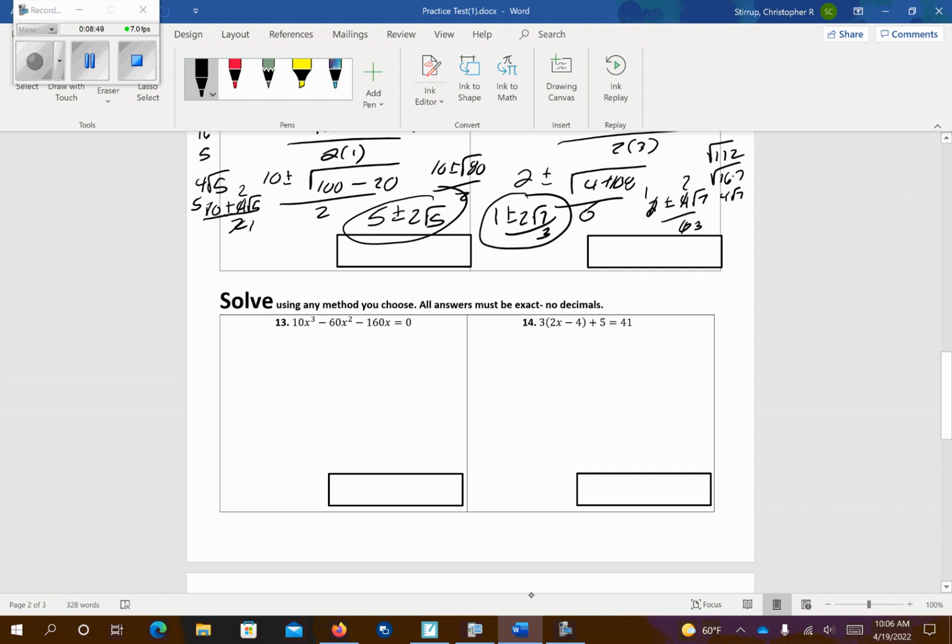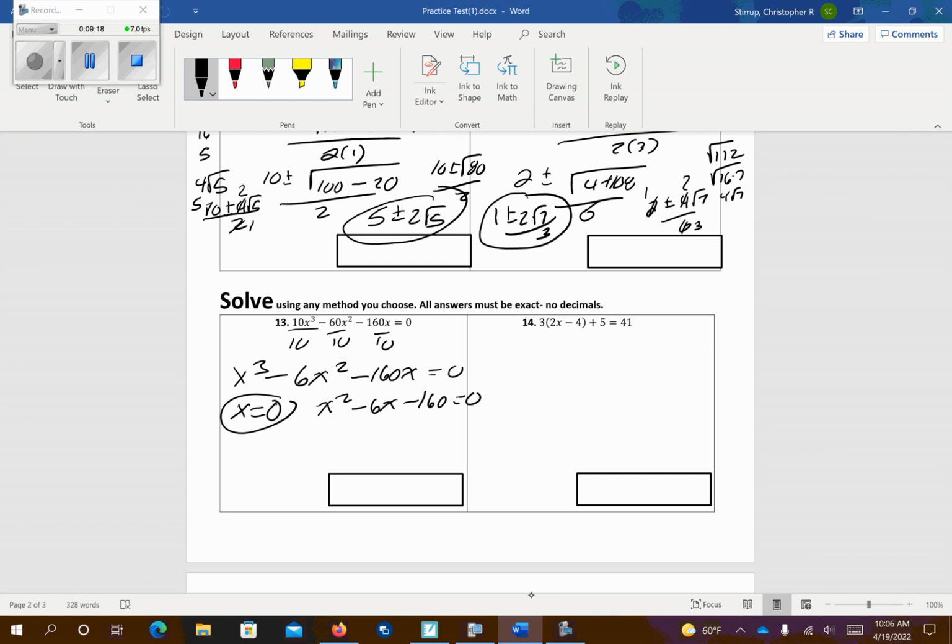Next one, I'm going to divide everything by 10 first. So that's going to give me x to the third minus 6x squared minus 16x equals 0. I can factor an x out of everything. So x equals 0, that's one of my answers. And then I have to factor out, because I factor an x, this. And then we need to check to see if we can break that down.